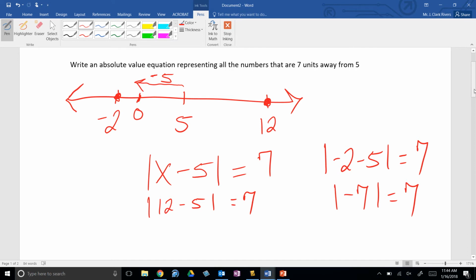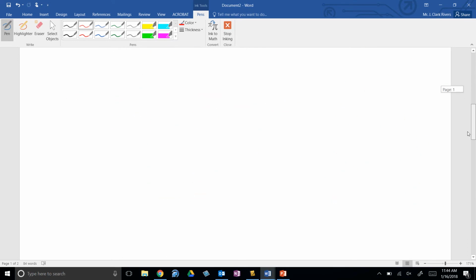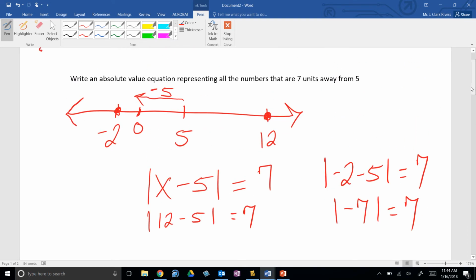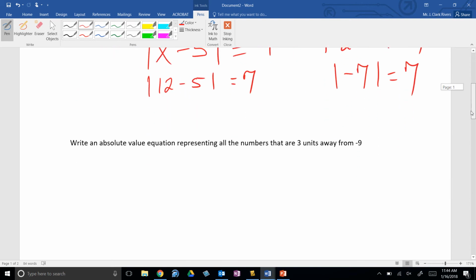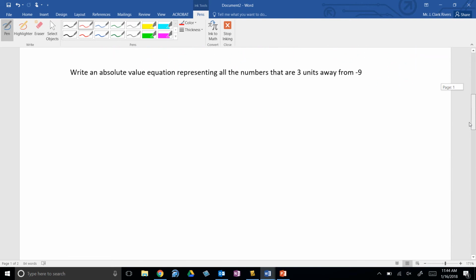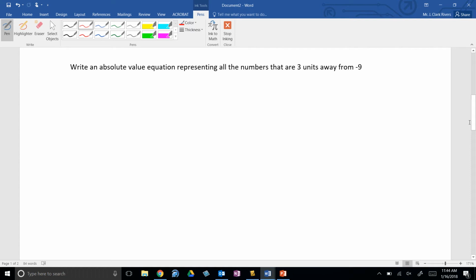All right, so let's scroll down. I got another problem that's similar to that, and then we'll get to the word problems. Second one here says, write an absolute value equation representing all the numbers that are 3 units away from -9. So I recommend you pause the video now and work this out yourself.